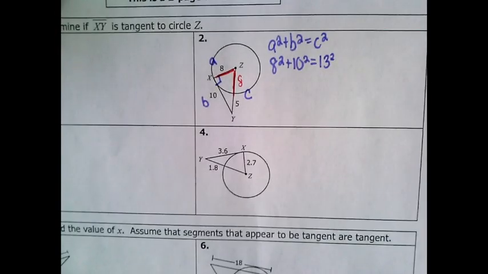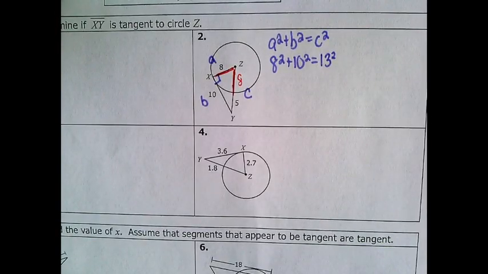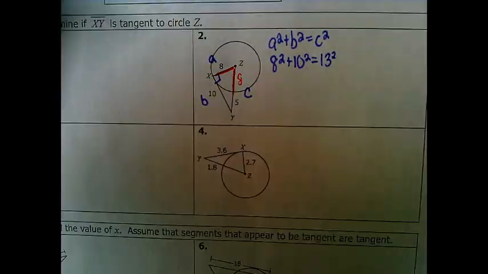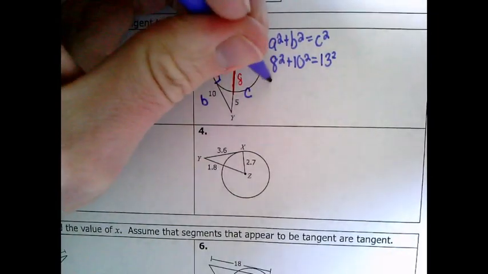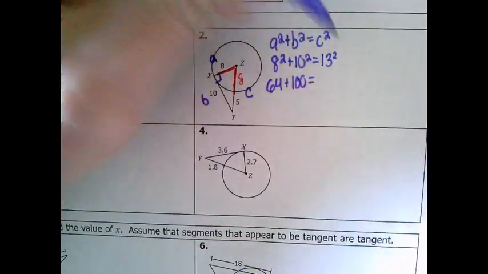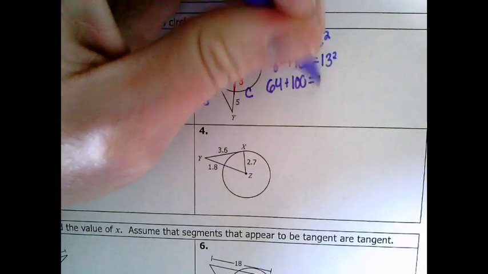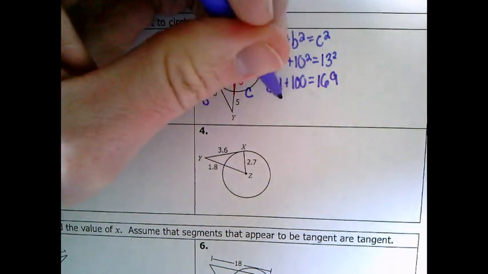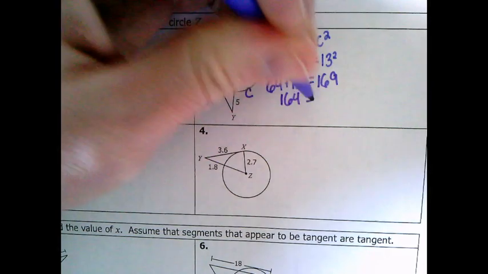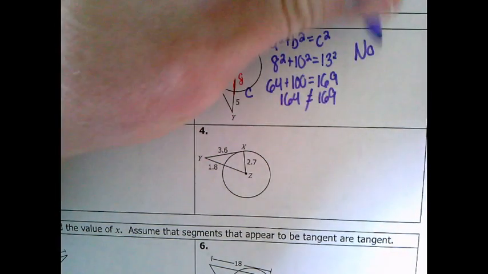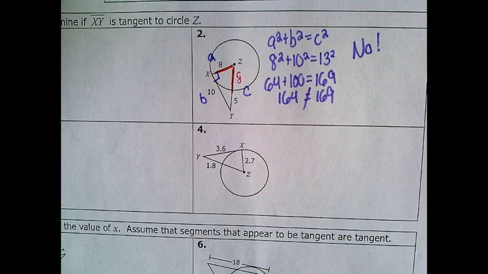So now we can do this. Let's check it out. We have 8 squared, which is 64, plus 10 squared is 100. Does that equal 13 squared? 100 plus 64 is 164. That does not equal 169. So no, that is not a tangent.